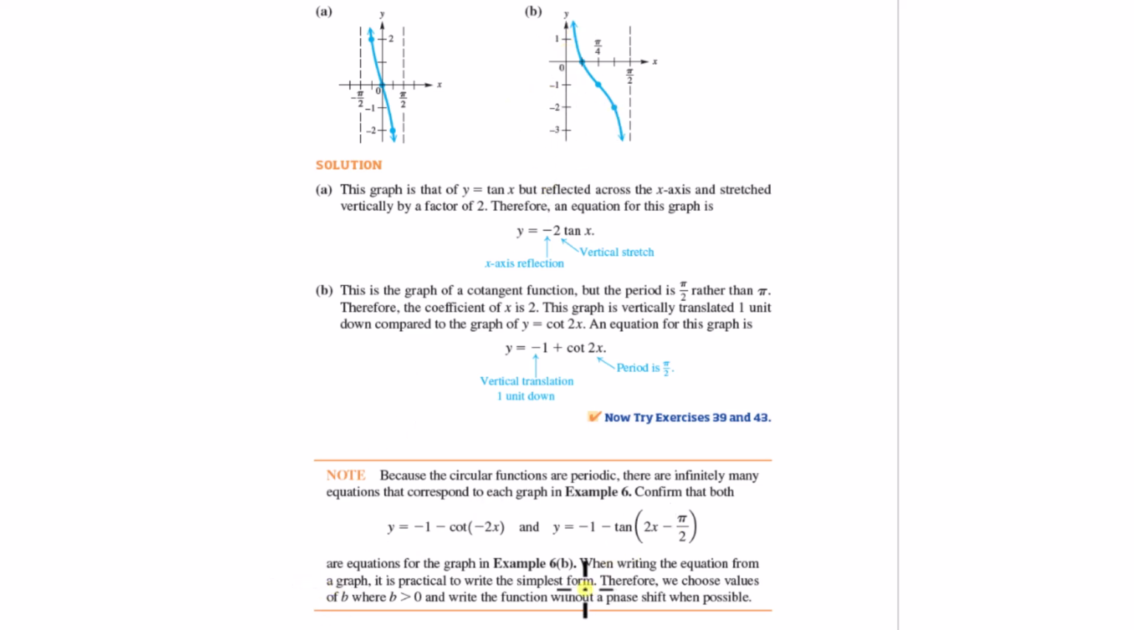But it says, when writing which equation do you use? It says when writing the equation from a graph, it's practical to write the simplest form. So yeah, if you could have an argument without any shift, with no shifting, that'd be nice, right? And then no flipping, I guess, just as simple as possible. Okay, let's work some example problems.